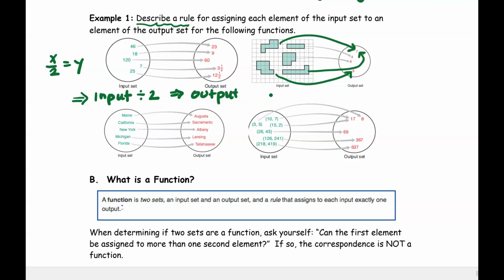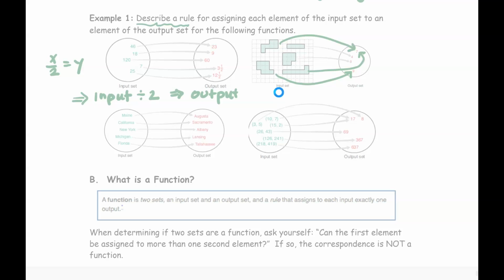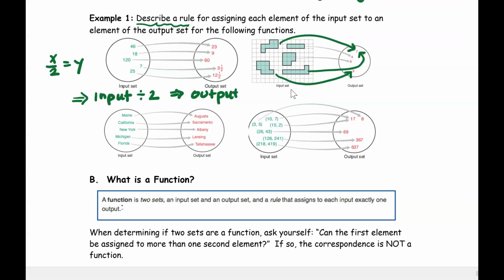So with that one, we're taking, it looks like I'm freezing up here. All right, there we go. So what we're doing here is they're taking the area of the figure. So the area of the input shape, and that's giving the output. The area of this shape is 1, 2, 3, 4, 5, 6, 7, 8, 9 boxes, so it's linked to the number 9.